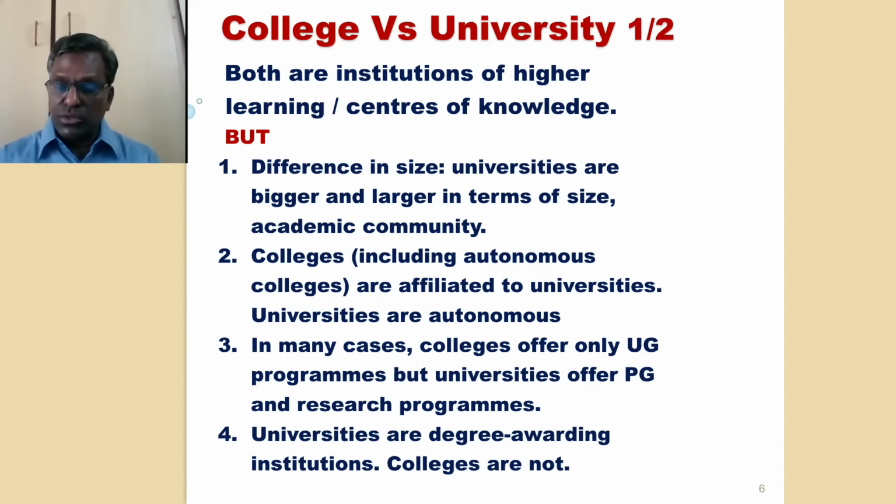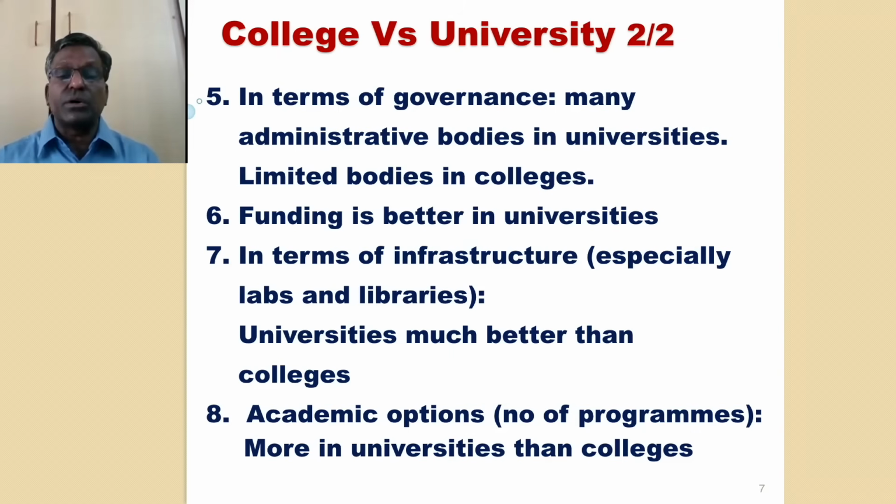Now the next slide also talks about the differences between colleges and universities, and there are four differences. In terms of governance, there are differences between colleges and universities. What do I mean by this? You go to a university, there are different statutory bodies. There is an executive council, there is an academic council, and there is a senate, there is a syndicate.